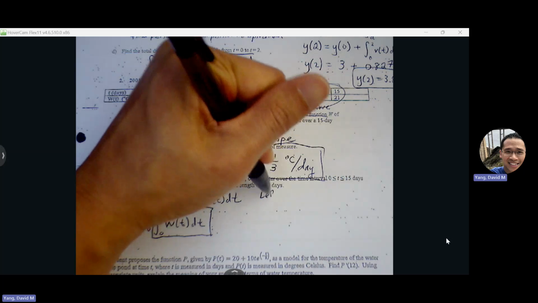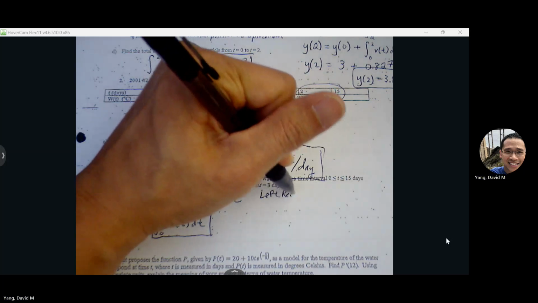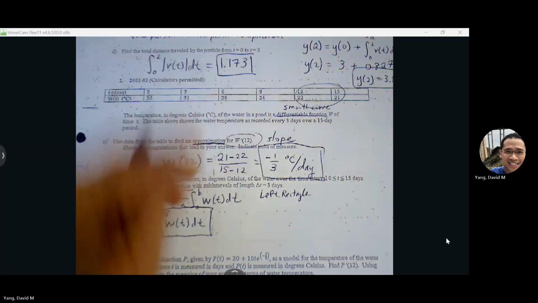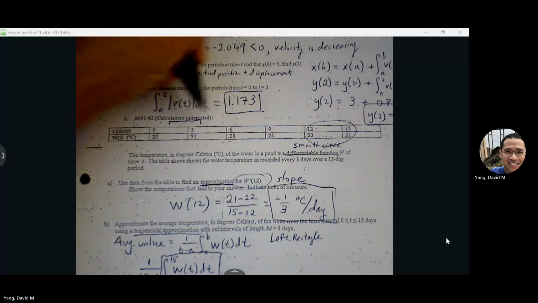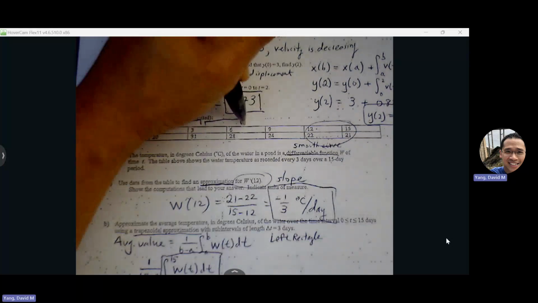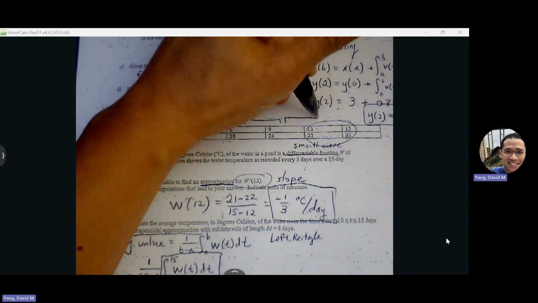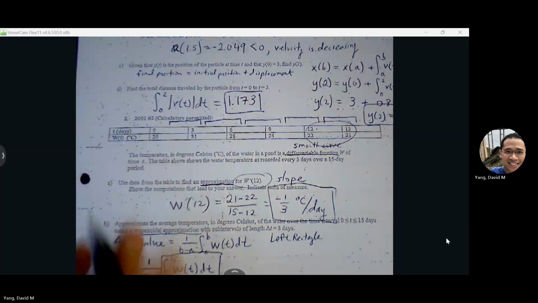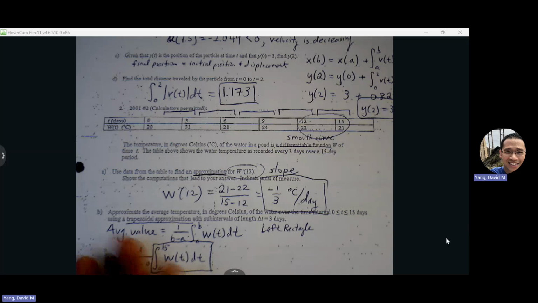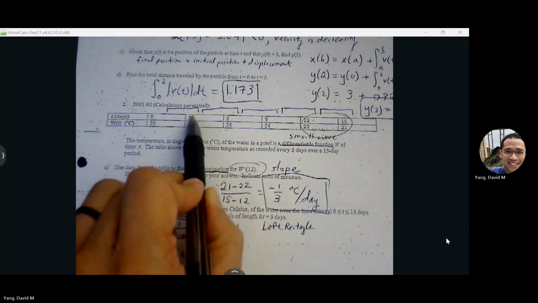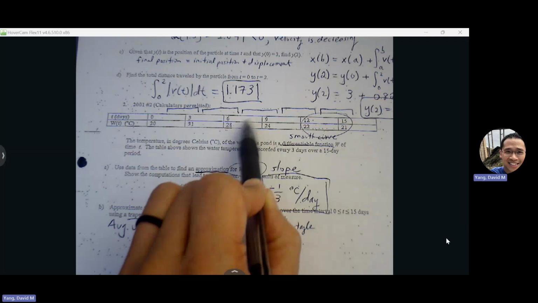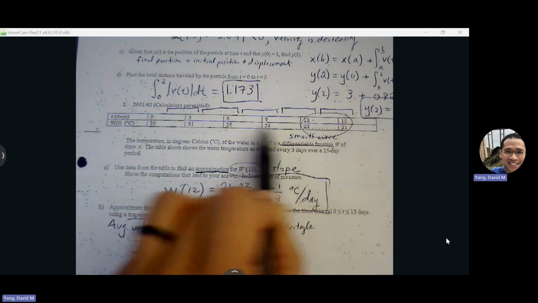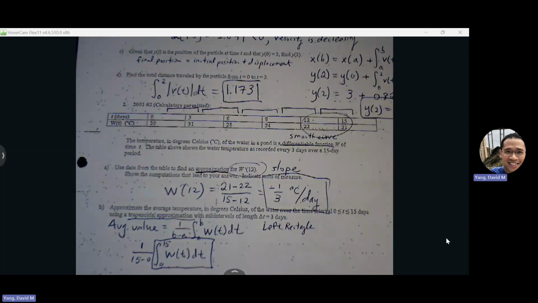let's do a left rectangle. Left rectangle means every subinterval of 3 days. So go ahead and split up each of your subintervals. And we're just adding areas of rectangles. The nice thing is here, all the widths are 3, right? 0 to 3, 3 to 6, 6 to 9, 9 to 12, 12 to 15. These all have widths of 3.